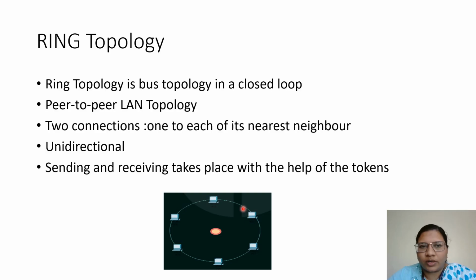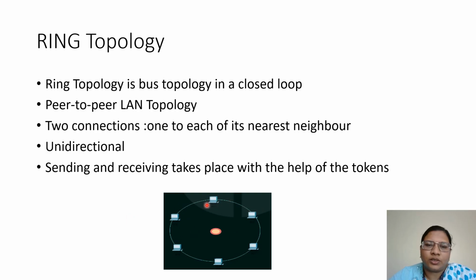In the bus topology, sender A is one node and the receiver B is another node. Here, each and every node will be a sender and will also act as a receiver, so we call this peer-to-peer LAN technology. Each node has two connections, one to each of its neighbor nodes. You can see this node is connected to this node and that other node.